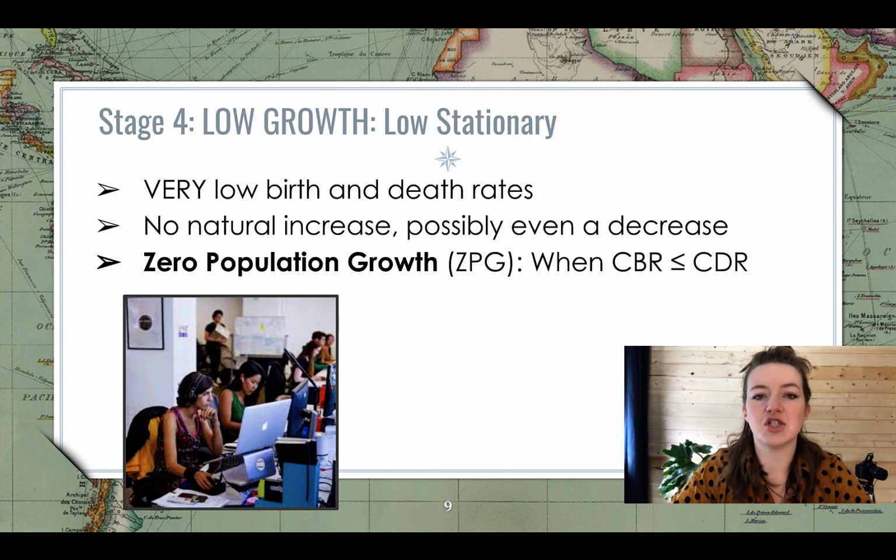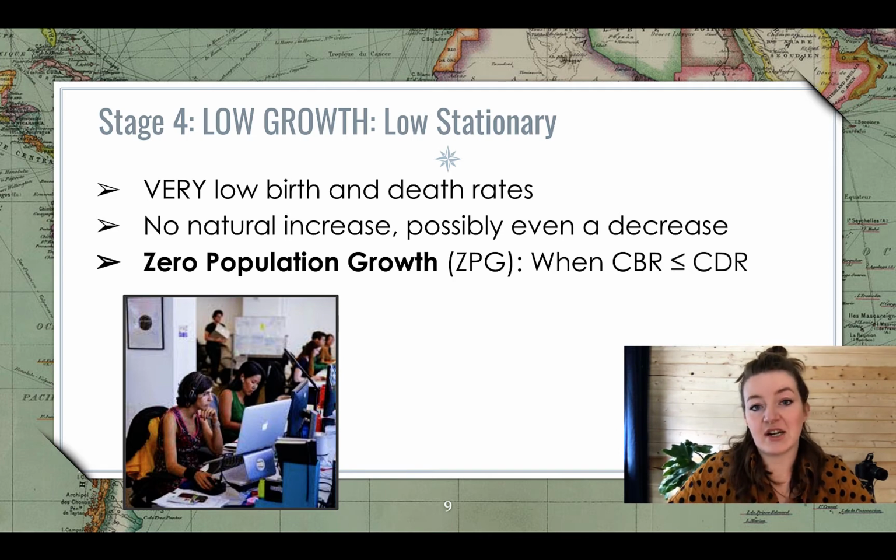Okay, stage 4. So this is our stage of low growth, or it's a low stationary. Low crude birth rate and crude death rate, not a whole lot of movement. So we have very low birth and death rates, no natural increase, and possibly even starting to decrease. And this is characterized by zero population growth, or ZPG. This is when our CBR is less than or equal to our CDR.